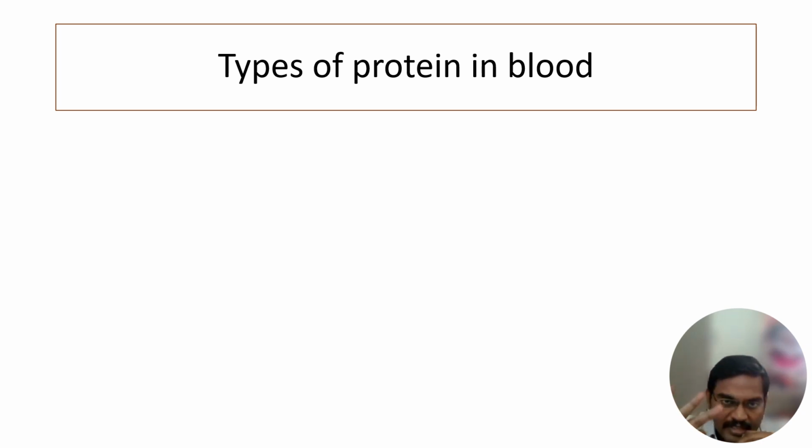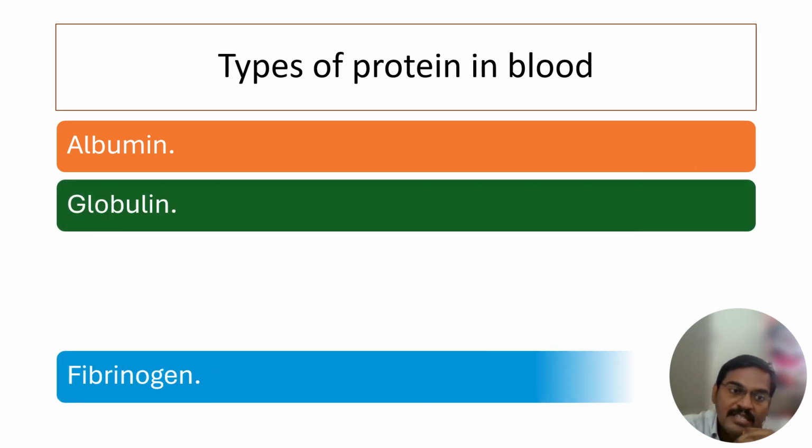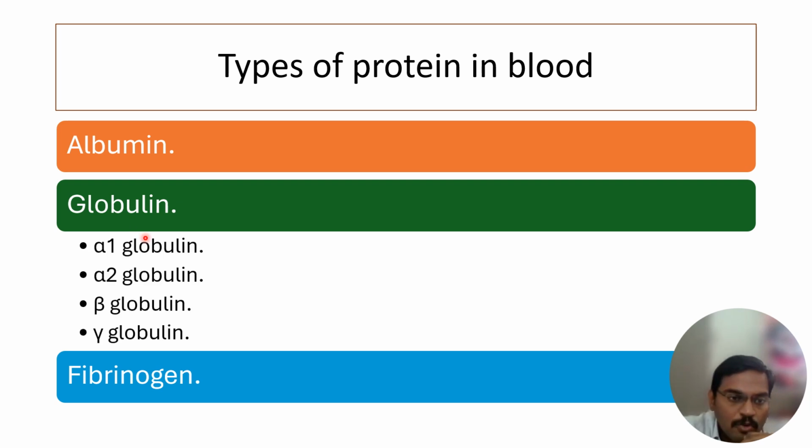There are totally three types. First one is albumin, second is globulin, third is fibrinogen. Albumin is a single protein. Fibrinogen is a single protein, but globulin is not a single protein. It's a group of proteins. This group is subdivided into four subtypes. What are those four subtypes? Alpha 1 globulin, alpha 2 globulin, beta globulin and gamma globulin.